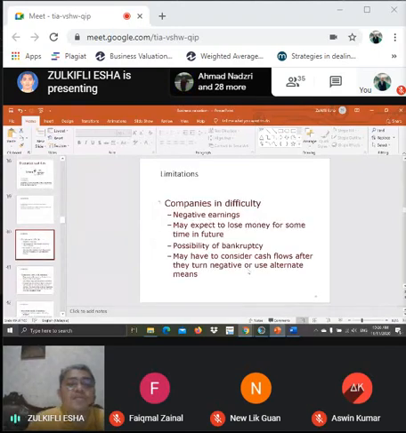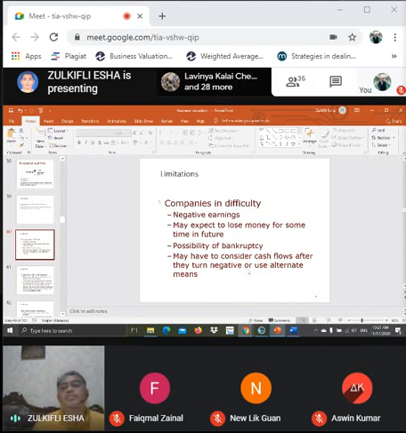So this is the limitation of the DCF method. It is quite difficult to use the DCF method if the company has negative earnings. Let's say the company has had negative earnings for the past few years, so you may have difficulties in forecasting or projecting the future cash flow for the company. You may expect to lose money for some time in the future. There is the possibility of bankruptcy. You may have to consider cash flows after they turn negative or use alternate means.